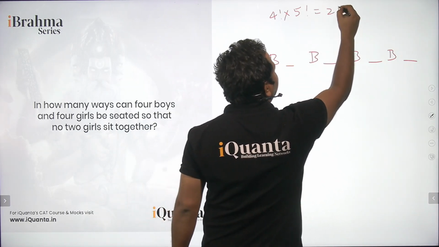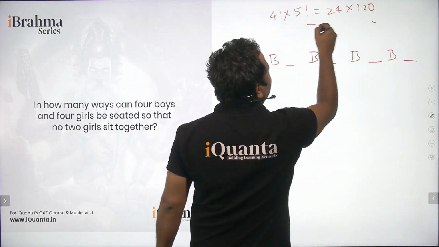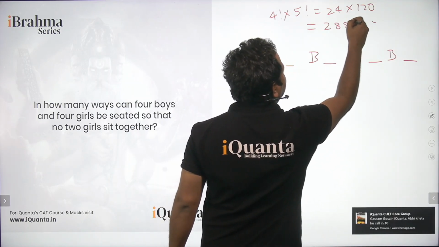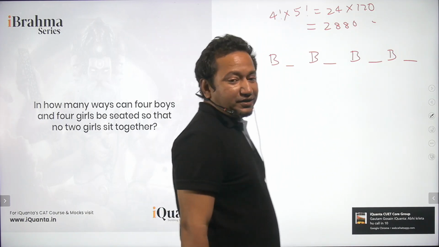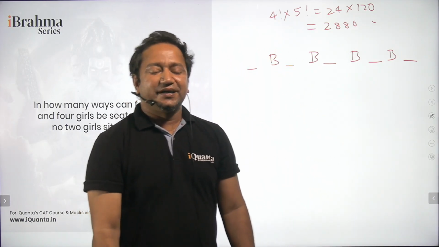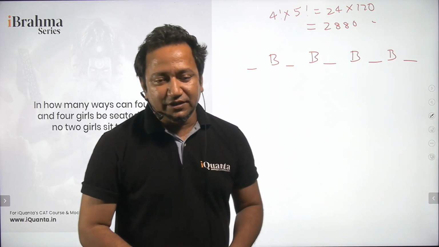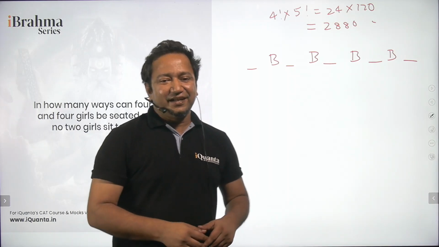24 multiplied by 120, that is the answer, 2880. Do not use this always, that you always start assuming that girls are invisible, but that is just for the sake of humor and for a proper mathematical visualization. Hope you enjoyed this.